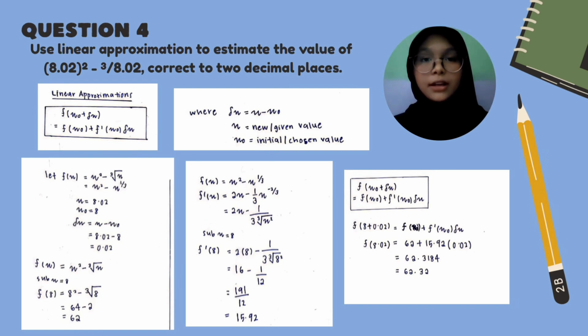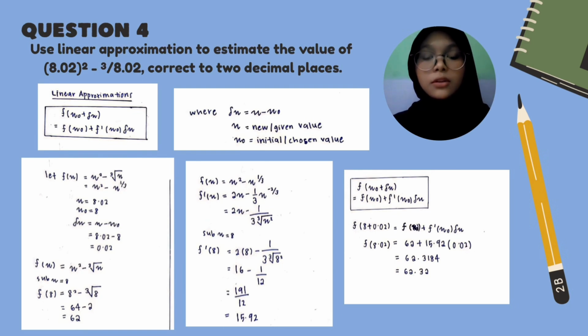After that, let's find f'. f'(x) equals 2x minus (1/3)x^(-2/3), which is equal to 2x minus 1 over 3 times the cube root of x². Then substitute x equals 8 into f', which is 2 multiplied by 8 minus 1 over 3 times the cube root of 8² equals 16 minus 1/12. This is also the same value as 191/12, which equals 15.92.